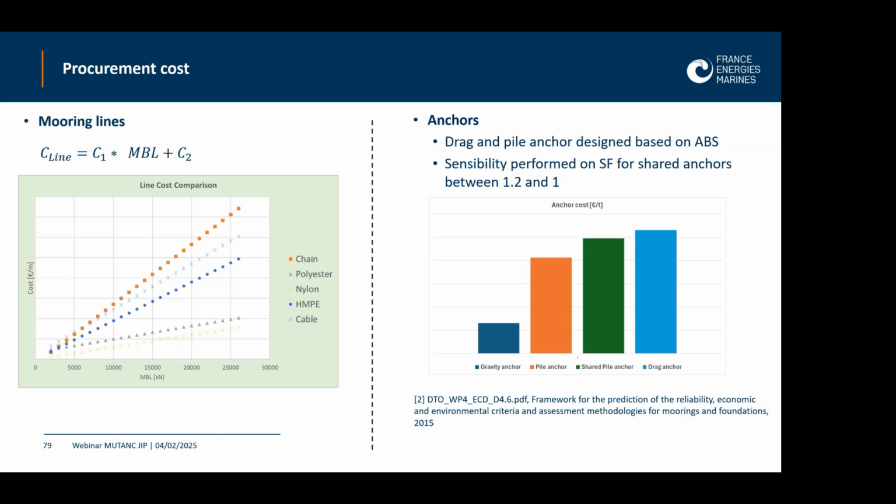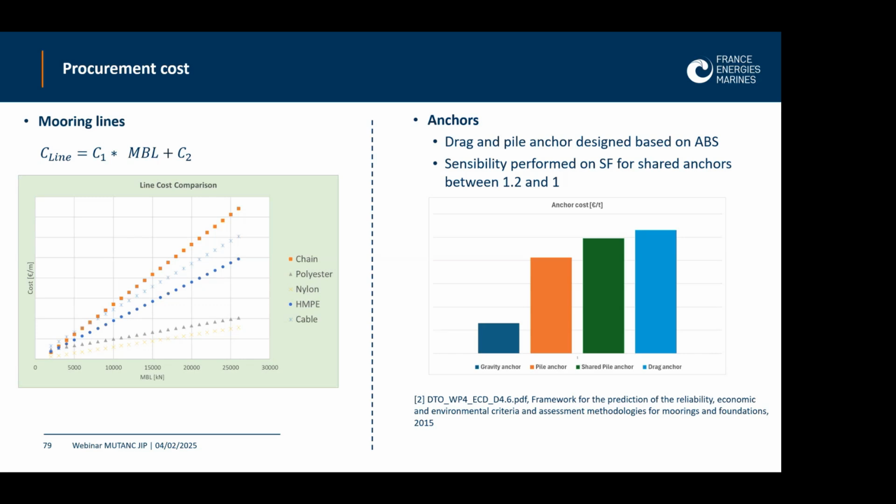So first I will go into some cost functions. For the procurement cost, we consider for the mooring line cost a basic linear function based on the MBL of the mooring line. Here you can see the cost function that we consider for different types of mooring line. What we can see is that chain is much costlier than, for example, polyester or nylon, which are cost effective.